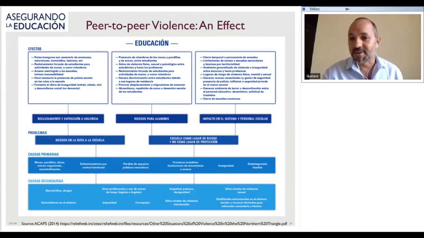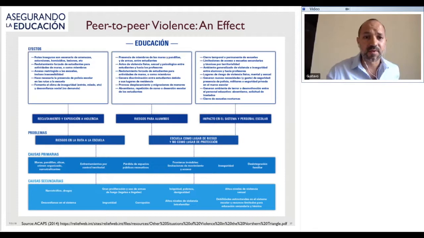So there's a lot going on in this slide, and it's in Spanish, so I'm not going to spend much time, but I just want to point out that peer-to-peer violence and bullying, we've been talking about it as the root cause of detrimental education outcomes, such as enrollment or retention or achievement, but it's an effect.